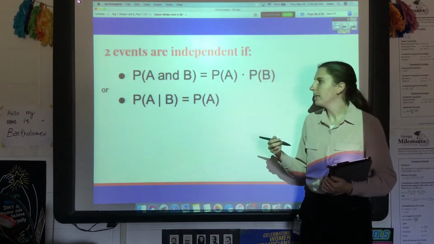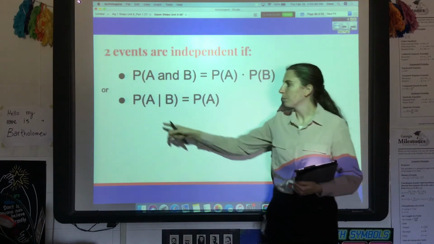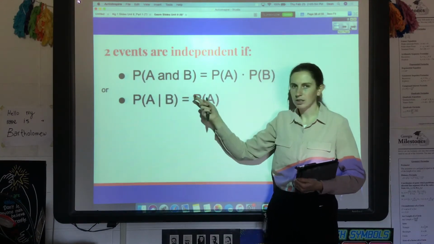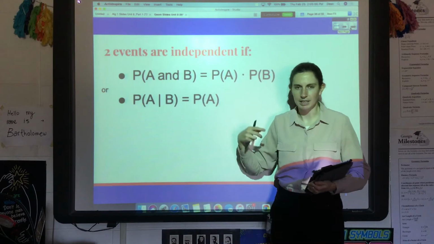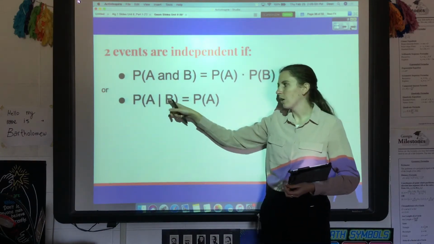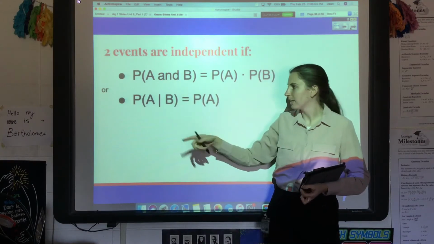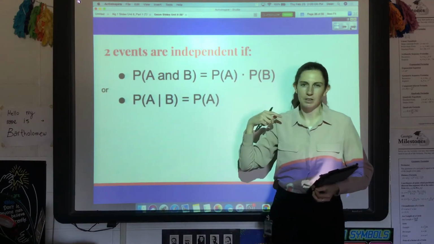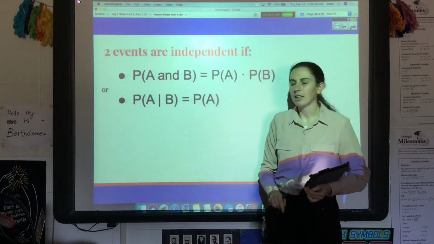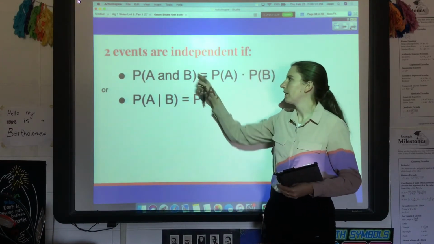Two events are independent if the probability of the event A given that B happened is just the same as the probability of the event in general. Like the probability of flipping a second tails given you already flipped a tails should be the same as just the probability of flipping tails. Like this given really is kind of irrelevant. That tells you that the two events are independent. And we already talked about that rule.